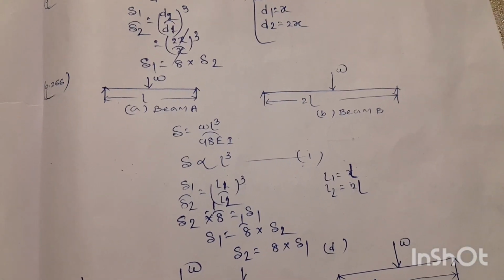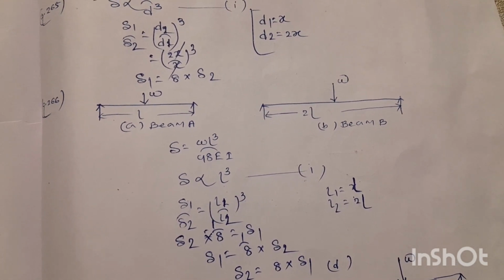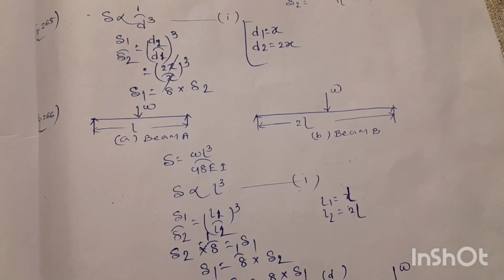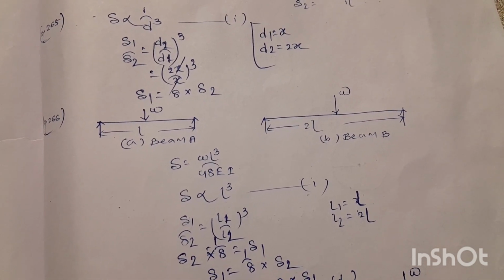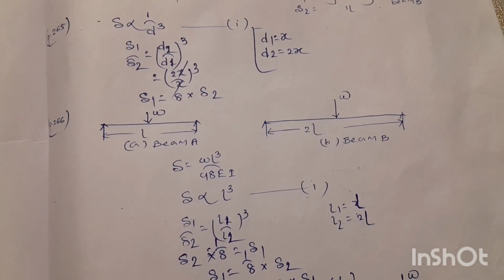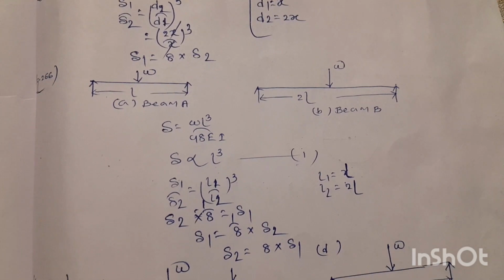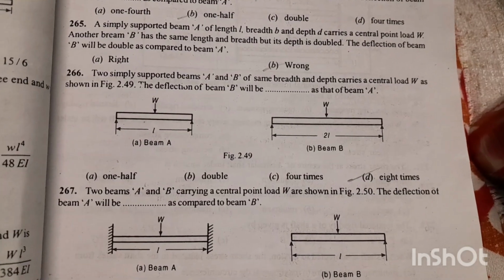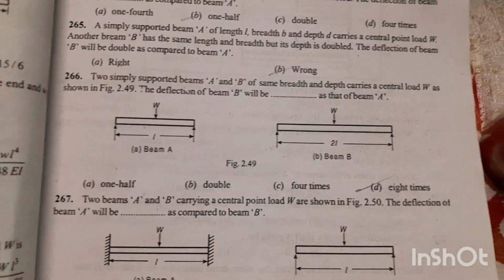So we know the deflection of the simply supported beam for a point load at the center, deflection del will be equal to WL cube divided by 48 EI. So from this relation we can say del varies as L cube. So we can also write del 1 divided by del 2, where del 1 is the deflection of beam A and del 2 is the deflection of beam B. So del 1 divided by del 2 will be equal to L1 by L2 to the power whole cube. And if we calculate, the value will be del 2 equal to 8 into del 1. So the deflection of beam B will be 8 times as that of beam A, option D is the right answer.